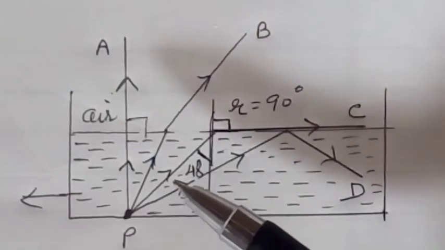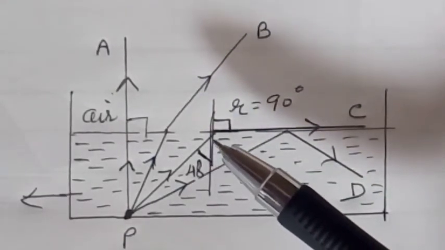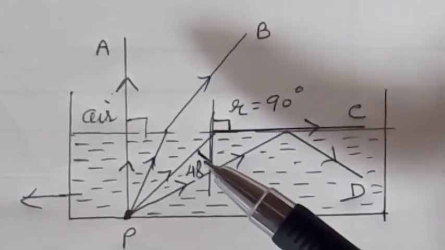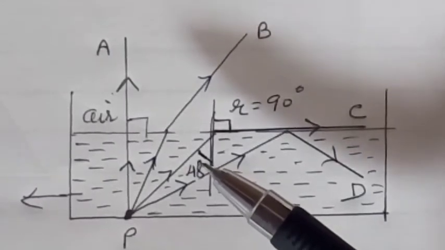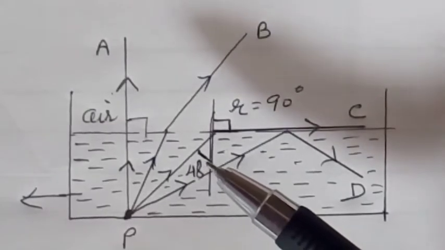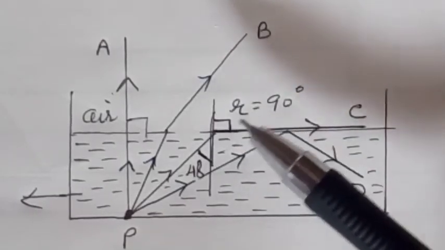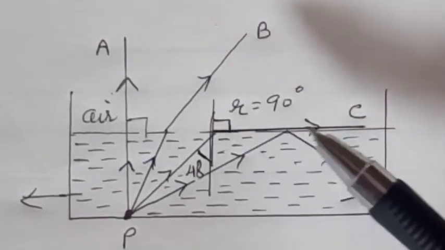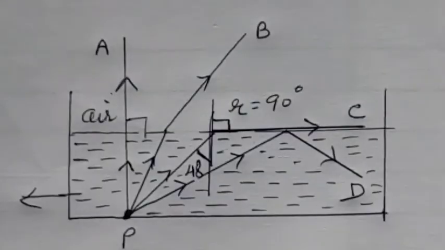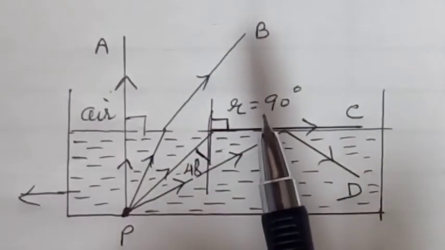This ray C is striking at the angle equal to 48 degrees. That is the critical angle, and we know that as per definition, if the ray strikes at an angle equal to the critical angle, the angle of refraction is always equal to 90 degrees. So the ray moves along the surface of water. So angle of refraction is equal to 90 degrees.